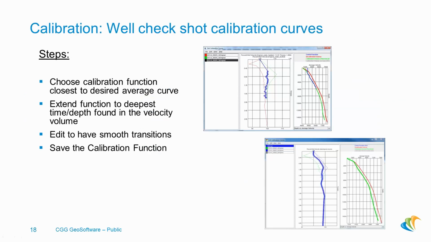In the calibration, we need to calibrate our velocities using the well check shot, which is very important data measured in the well. We display the check shot using the tool in the function manager, and select the calibration function here. We have different options: we can extend those check shots, move them in different ways, play with the shaping, and control how the editing is working, checking the different colors in the right part. You can see the control function, the uncalibrated volume in red, and the calibrated volume in green. Once we are happy with the editing, we save this calibration function and create the calibration volume.